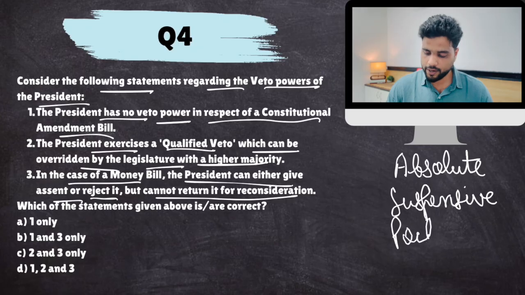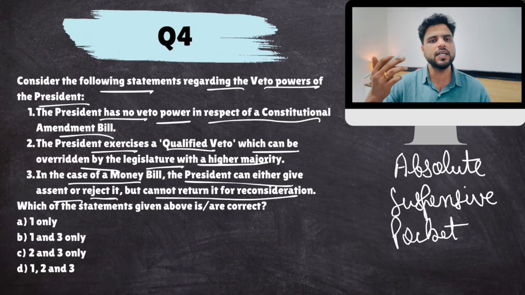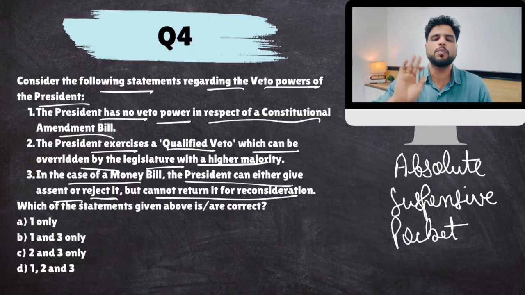Then there is pocket veto. The president neither gives his assent nor rejects it, just delays the entire process, because the constitution has not mentioned any timeline as to how long should the president take to give his assent. So the president neither says yes nor says no. So in a sense, the bill moves into his pocket. Okay, so this is pocket veto.